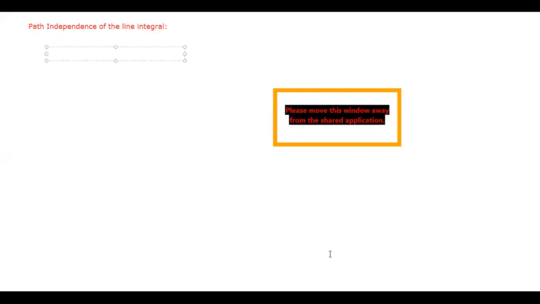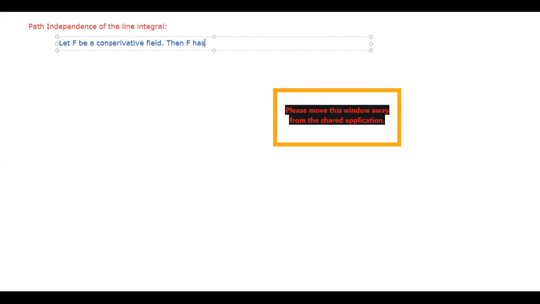So assume that the vector field is a conservative field. Vector function or vector field, both are one and the same. So assume that F bar is a conservative field. Okay, if we assume that F bar is a conservative field, then what is the advantage? F bar will have a potential function, right?